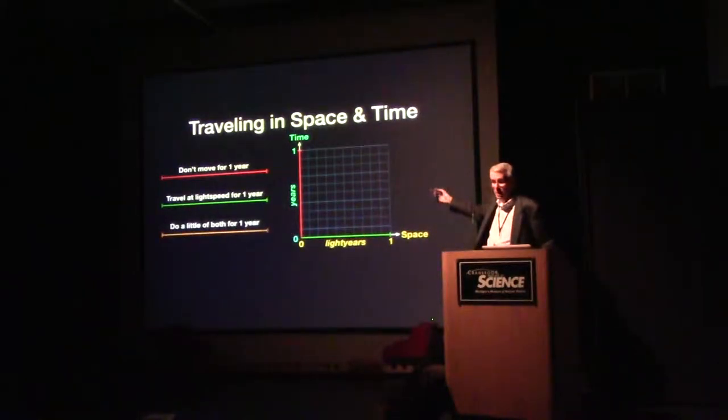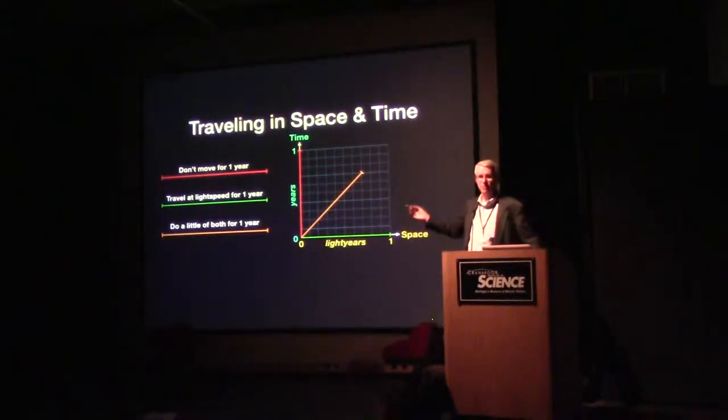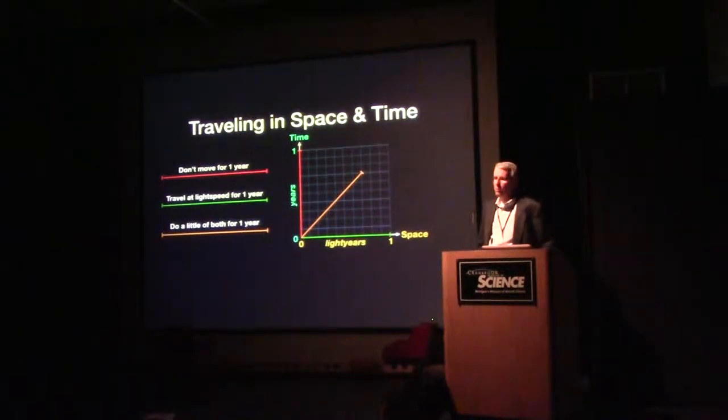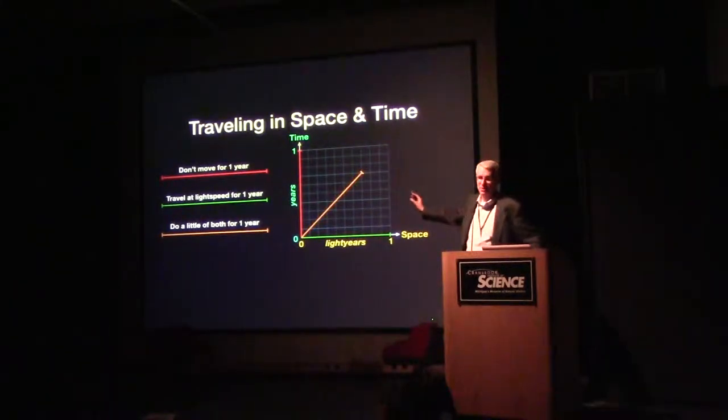So now we'll do a little bit of both, right? So we're going to travel at this diagonal distance, doing a little bit of both, moving not quite at the speed of light, and then at the end of a year, only about 7/10 of a year have gone by, and we've moved about 7/10 of a light year. Sounds pretty good, right? Easy to get your head around. Well, it would be if space-time worked on the geometry of a circle, right?